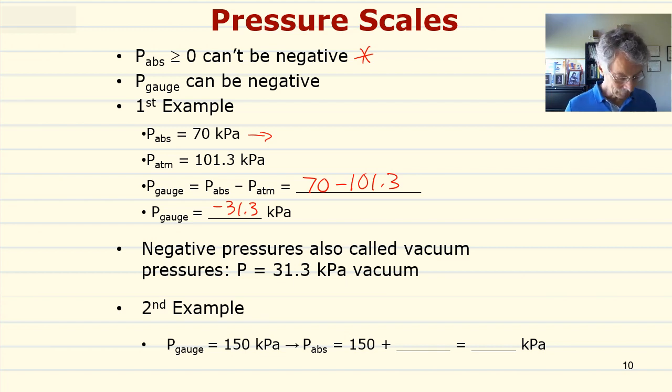If we have a gauge pressure of 150 kilopascals and the atmospheric pressure is the same, 101.3, then we would write that the absolute pressure is 251.3 kilopascals. So it's really straightforward to convert between the two. We will find out when we get into the discussion of fluid statics in Chapter 2 that most of the engineering problems we're interested in can be solved using gauge pressure.